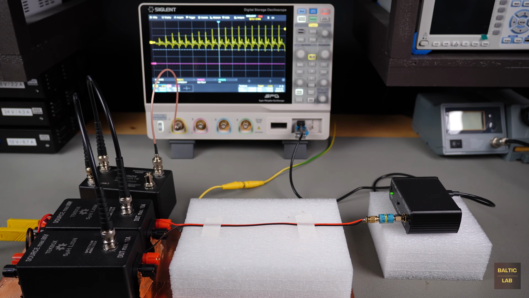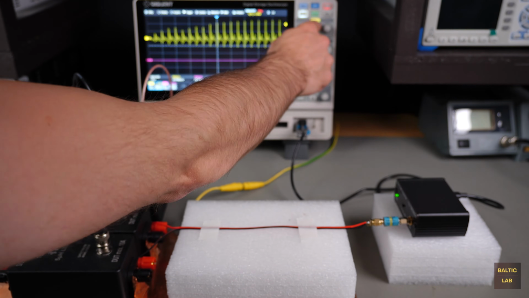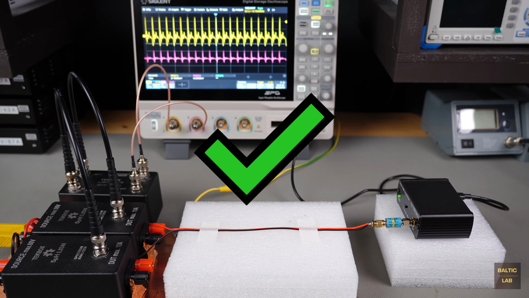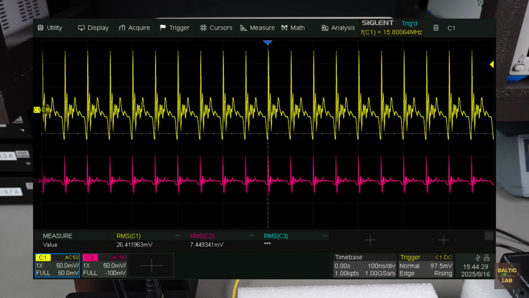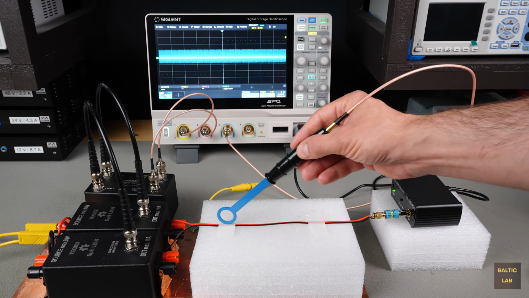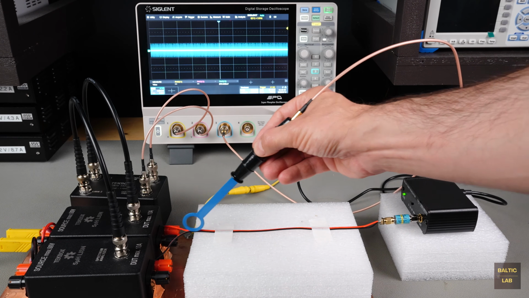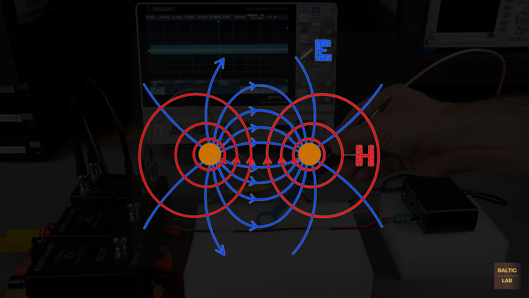Its differential mode output is connected to channel 1 of the oscilloscope and the common mode output to channel 2. The oscilloscope clearly indicates that differential mode is dominant in this setup. A negligible amount of unintended common mode noise is also present due to asymmetry in the test configuration. When the wires are probed with a magnetic field probe, very little emission is detected. This is because the opposing magnetic fields from the two conductors largely cancel each other out.